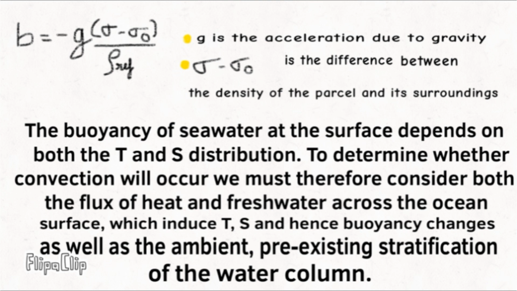Buoyancy of seawater at the surface depends on both the T and S distribution. To determine whether convection will occur, we must therefore consider both the flux of heat and fresh water across the ocean surface, which induce T, S and hence buoyancy changes, as well as the ambient, pre-existing stratification of the water column.